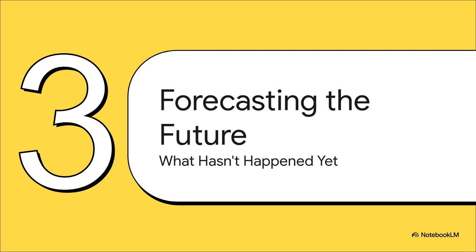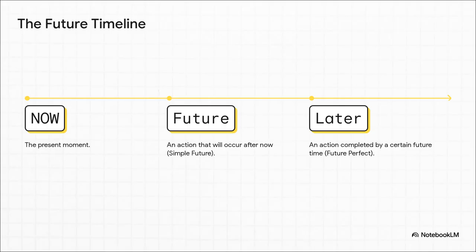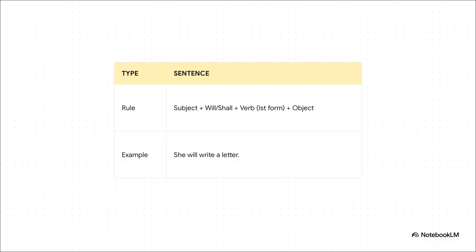Okay, time to jump forward. Our final stop is the future, where we're going to talk about all the things that haven't even happened yet. And just like that, we've leaped over the now and landed in the future. Everything from this point on our timeline is the world of plans, of predictions, and of all the possibilities that lie ahead. The simplest, most straightforward way to talk about the future?